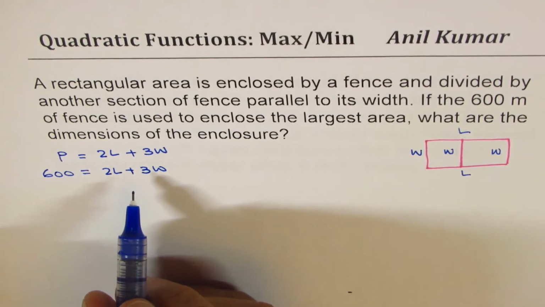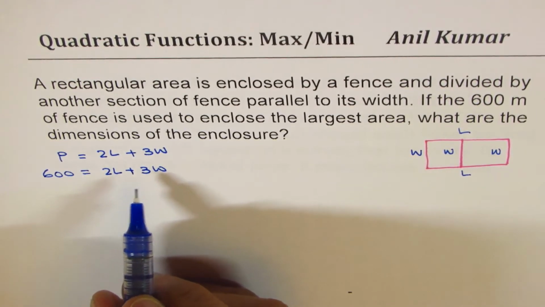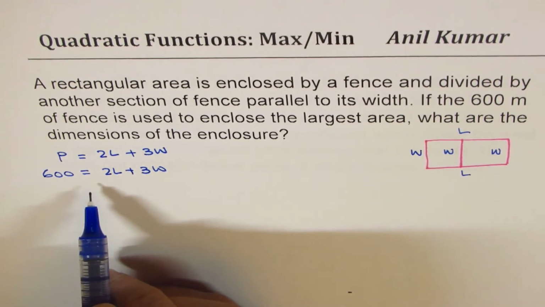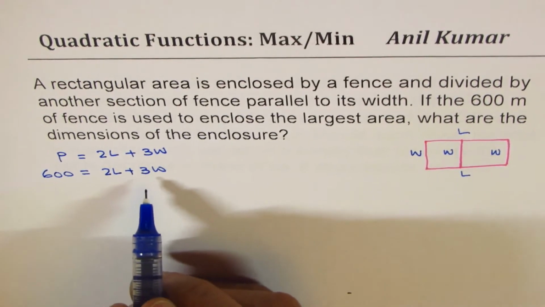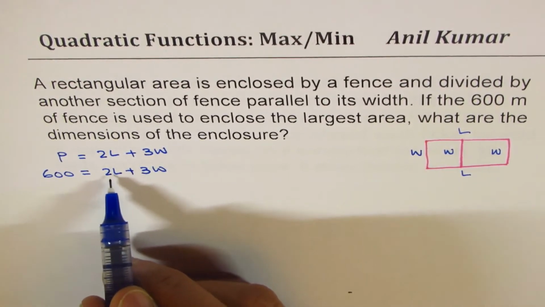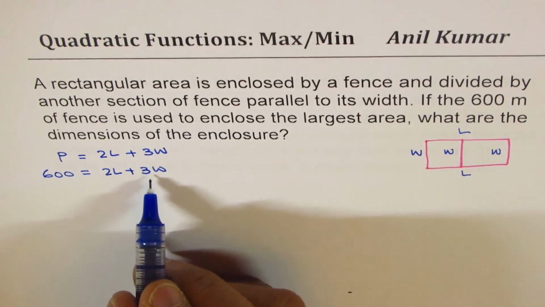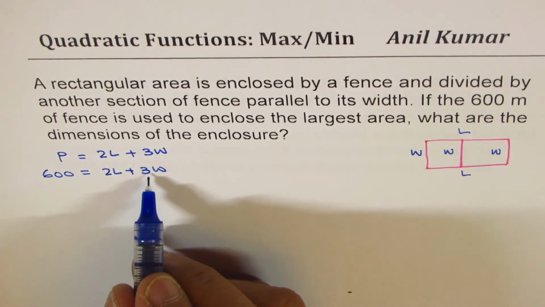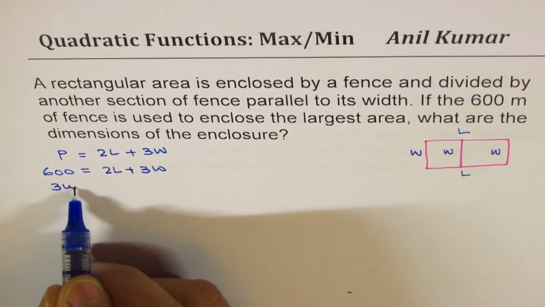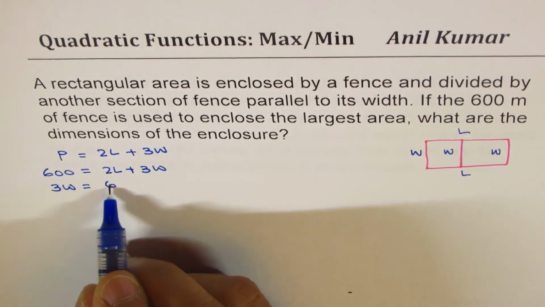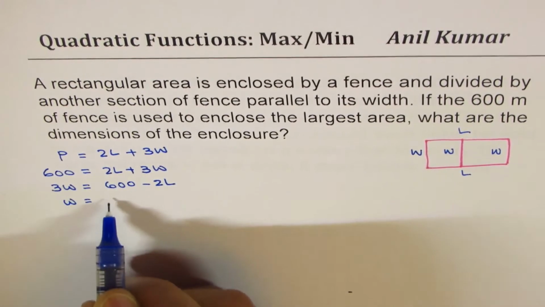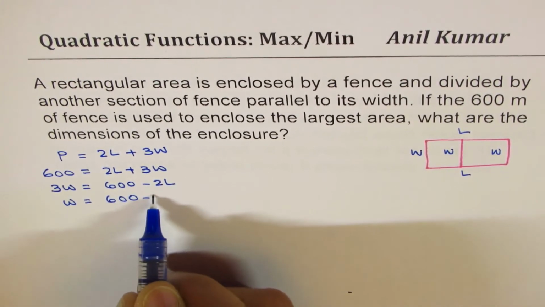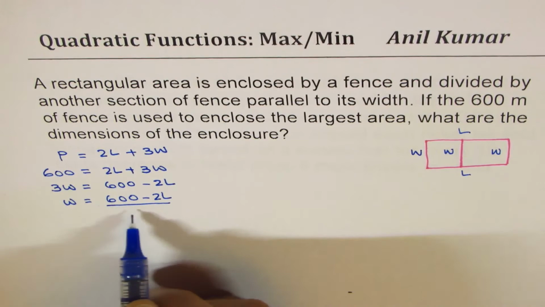Now we can relate one variable in terms of the other. So let's write down width in terms of length. We get 3W equals 600 minus 2L, or width equals 600 minus 2L divided by 3.